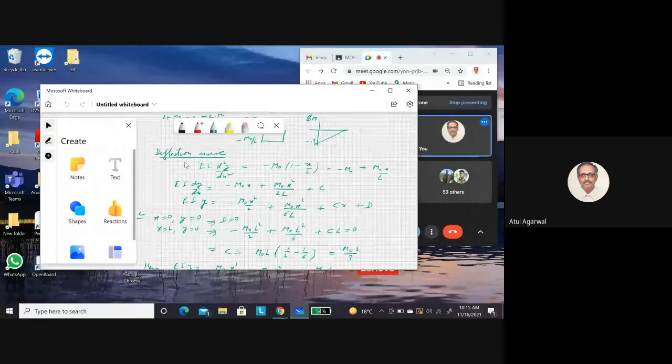Okay. Now you can find the deflection curve. This is your equation for finding the deflection curve. So EI d square y by dx square equal to bending moment. Bending moment distribution is given by this equation. So you integrate, second integration.